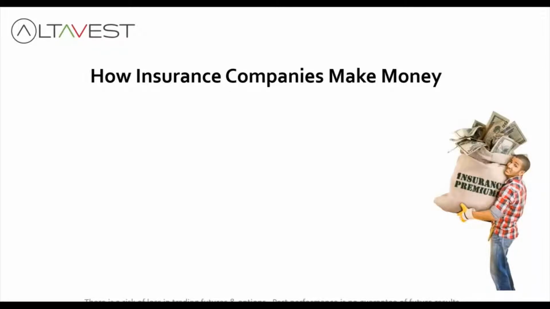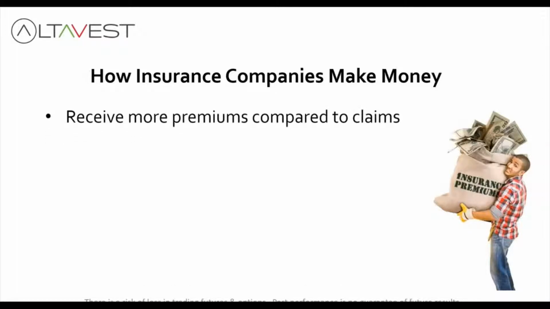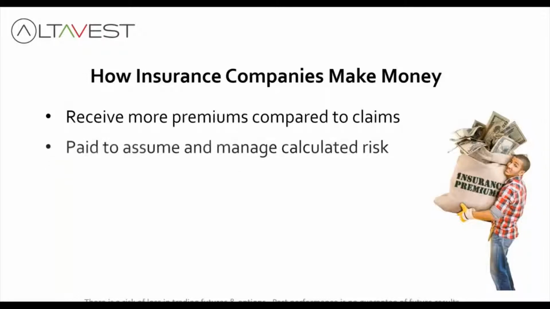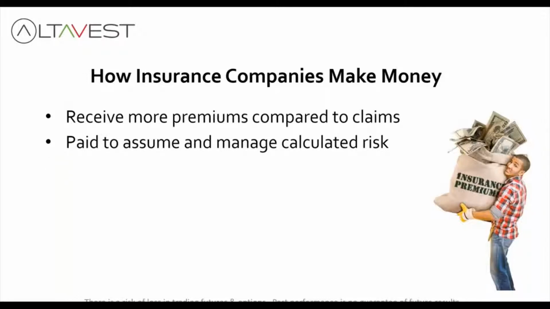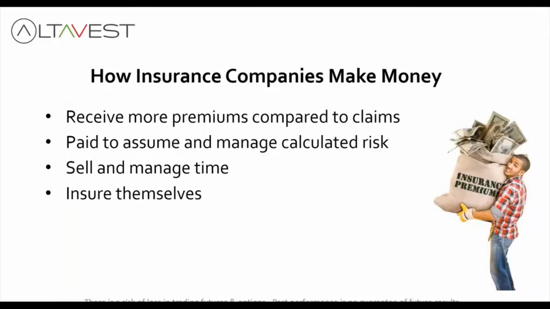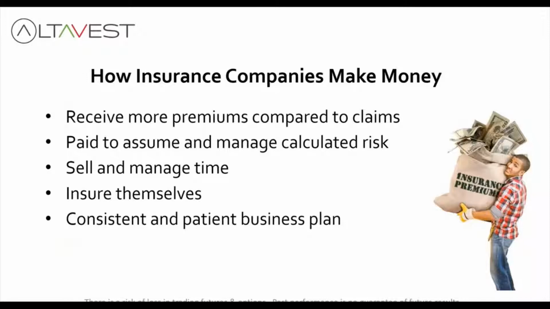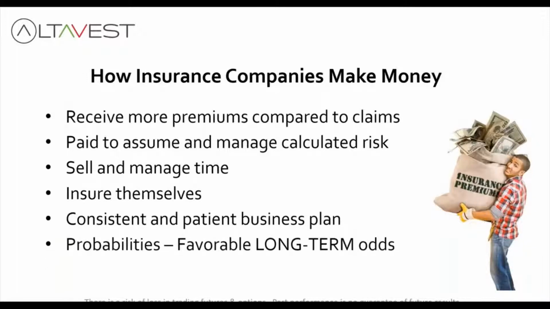Insurance companies make money, we all know that, and they do so by collecting premiums from us, more so than compared to the claims. So they are paid to assume and then manage what they would consider calculated risk, using all their actuarials and statistics. And they would sell time and then manage that time. That's really what they're doing. But they also insure themselves with reinsurance and other ways, of course. They have a business plan where they are patient and consistent, and they know that the probabilities in the long run favor them.